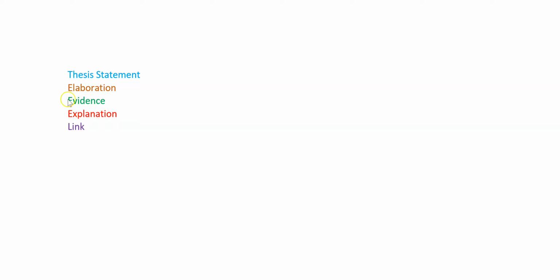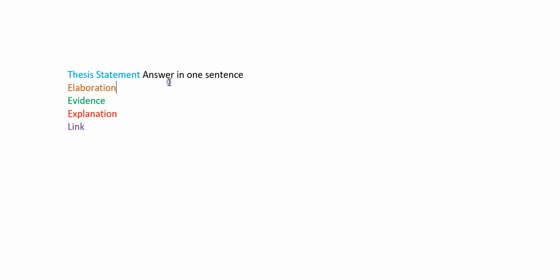T-E-E-E-L. And I like to have an extra E in there because it makes for a better paragraph. So the T stands for thesis statement or topic sentence or point. Whatever it is, you need to know that this is simply an answer in one sentence. So when you have a question to answer, your first sentence of a paragraph has to answer the question in one sentence. The rest of the paragraph is simply about expanding on your answer in one sentence.